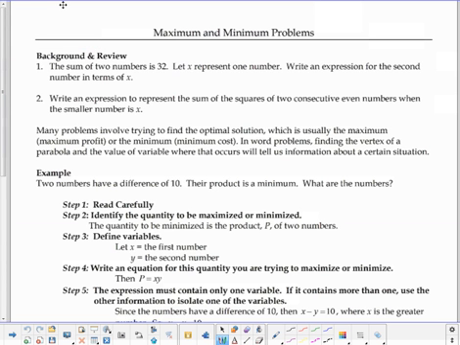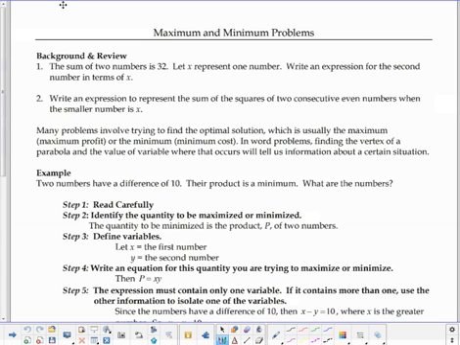Okay, so some background. We're going to deal with some number problems. Everything here, we're dealing with max and min, right? What's the maximum or what's the minimum? That's the type of problem we're always going to solve, a word problem.